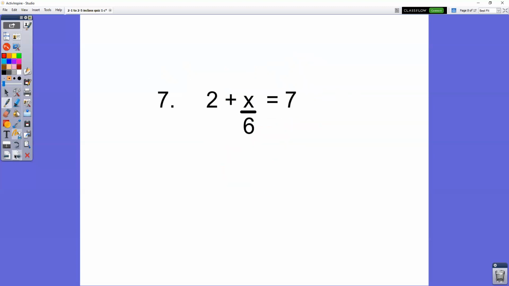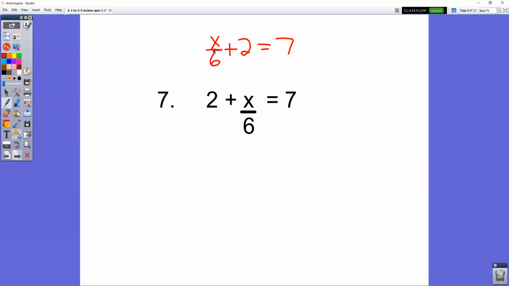So those were two-step equations that had multiplying in them. Now you have a two-step equation that has dividing in it. Now you might be used to seeing this instead like this: x divided by 6 plus 2 equals 7. All right, we could switch around the order like that. That's fine if we wanted to. But again, this has dividing in it.